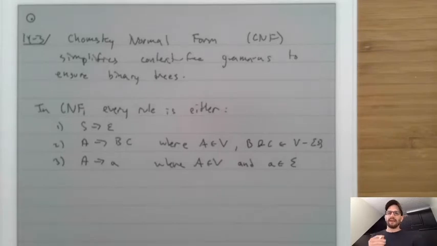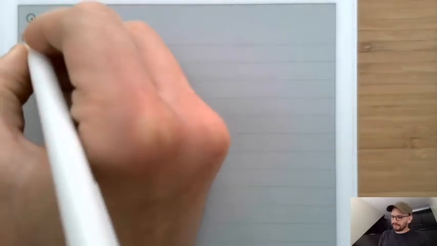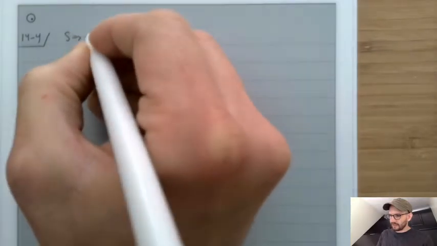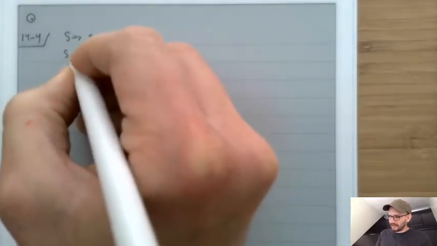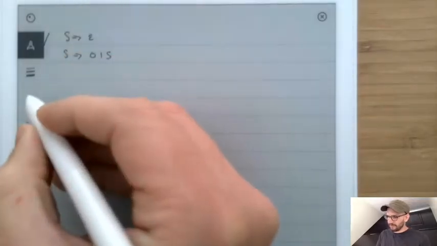Now, here's the thing: every context-free grammar can be converted into Chomsky normal form. Let's look at an example of that. So suppose that we have S goes to epsilon and S goes to 0S1.